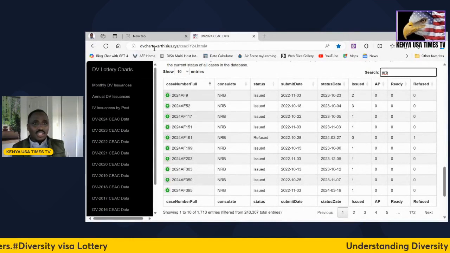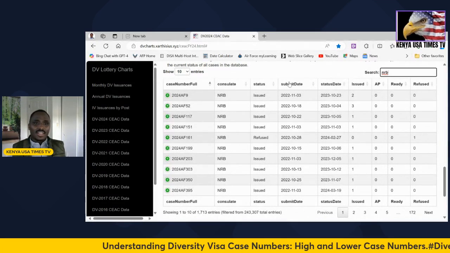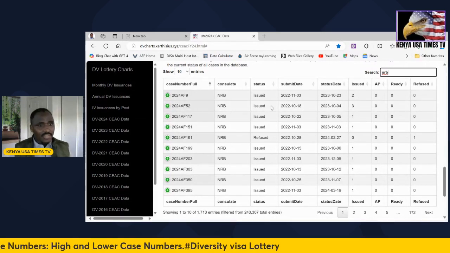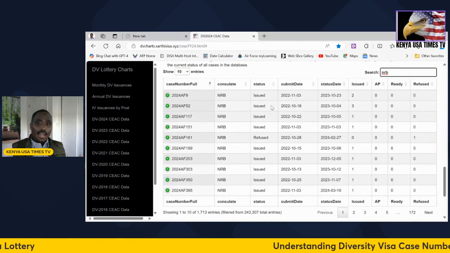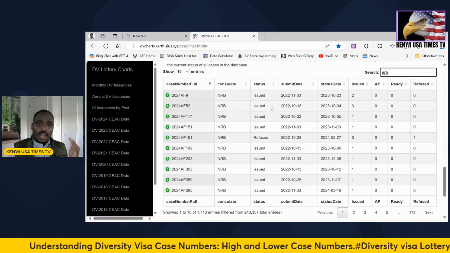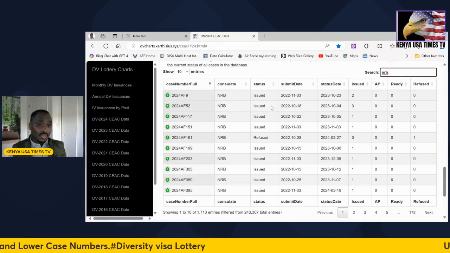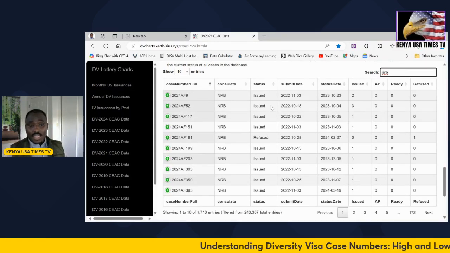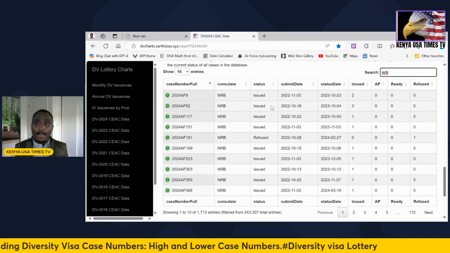So as you can see, it's dvcharts, and then you choose the year you want. For this case, I want us to see DV-2024 so that we may know how the case numbers were and when the visas were issued, so that you may know how a lower case number is scheduled and how a high case number is scheduled also. We are choosing DV-2024 because we are yet to get the data for DV-2025. The data for DV-2025 will come out next year.